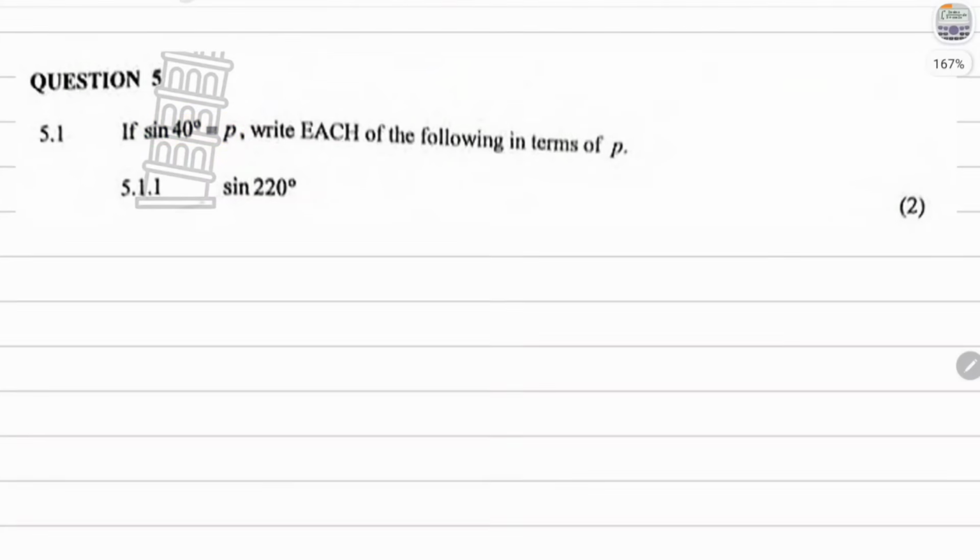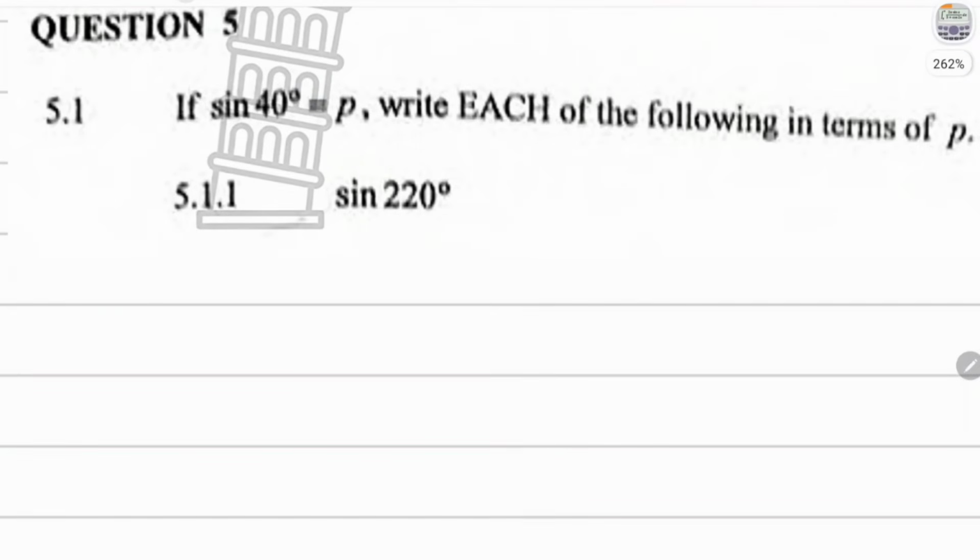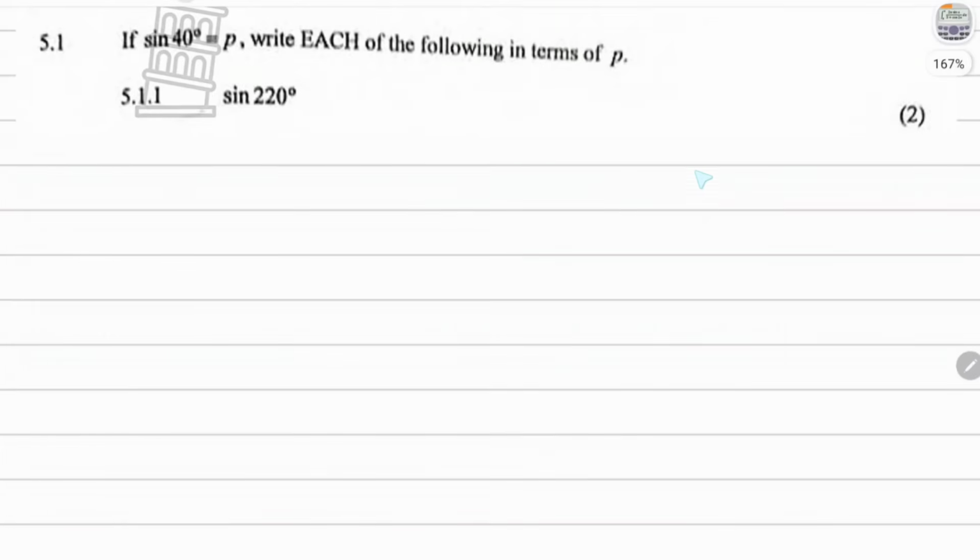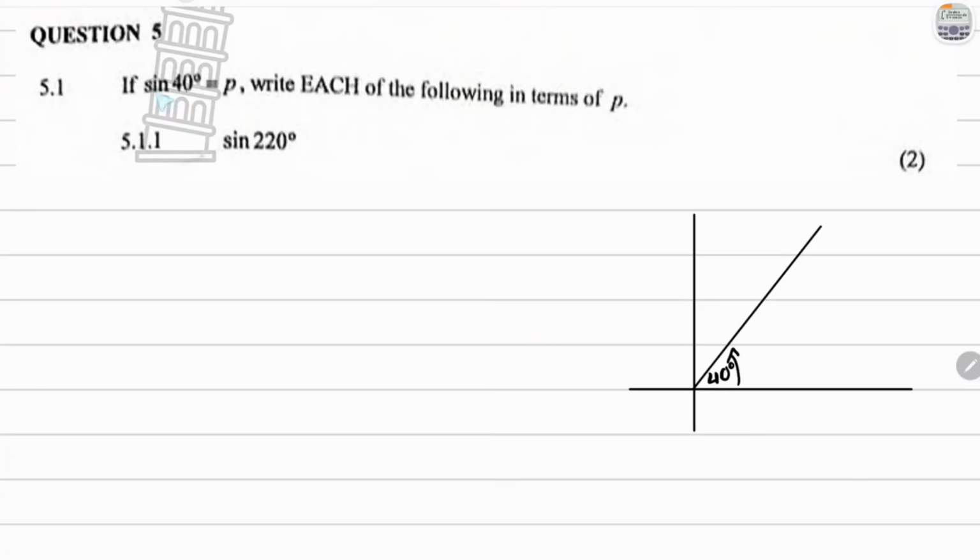Okay, so you see that it says sine of 40 degrees. If you think about 40 degrees on a Cartesian plane, that is an acute angle. If we had to measure that angle, we'd measure it like this: 40 degrees is measured from here. So your line or your radius is like that, and that's the 40 degrees. They tell us sine of 40 degrees is equal to p.